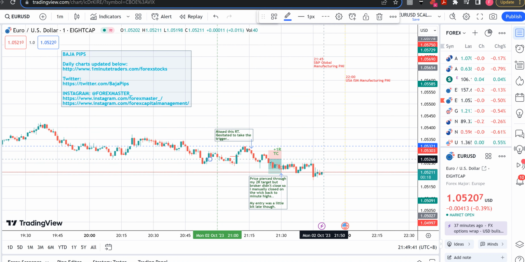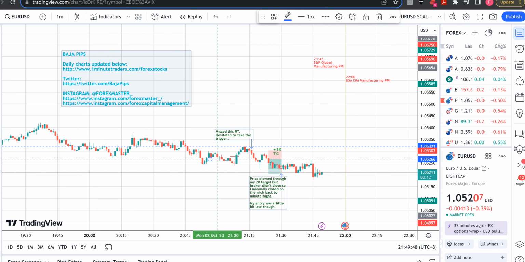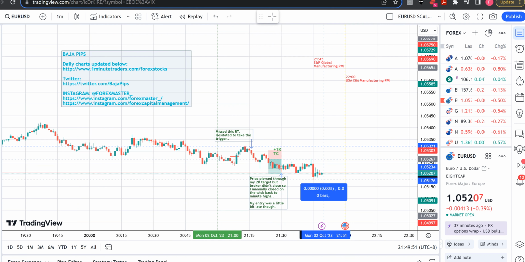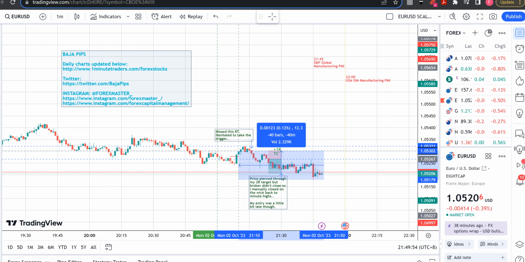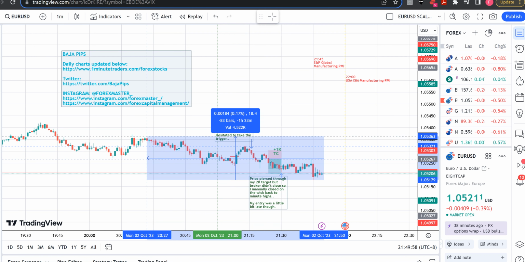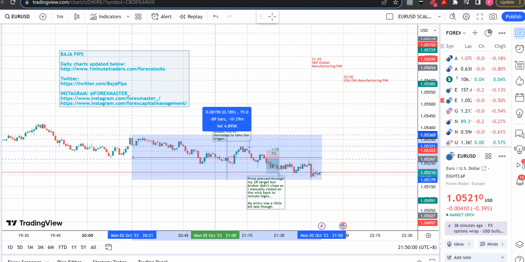Definitely don't want to go long. Rejecting these highs for the past almost hour. See the price movement in the past hour. Yeah, it's been plenty of movement. Nothing really great.